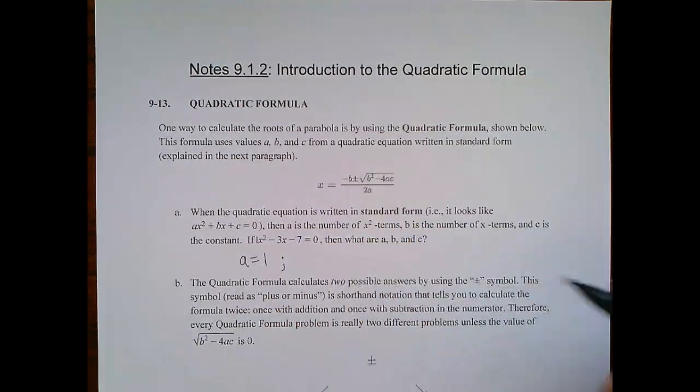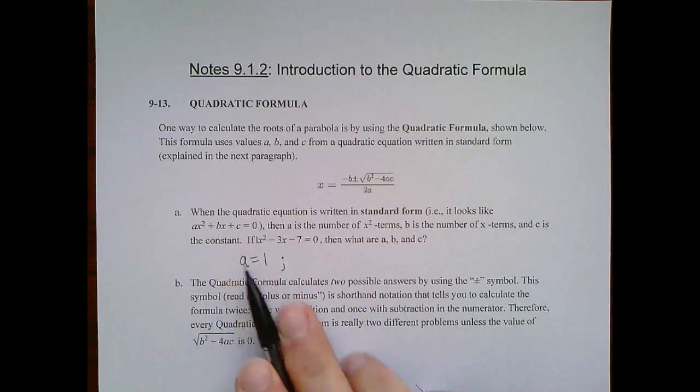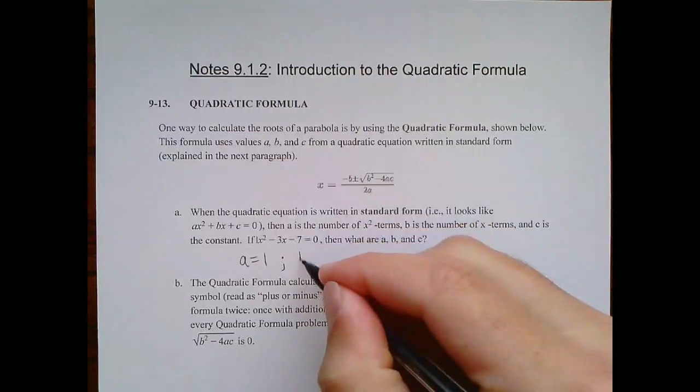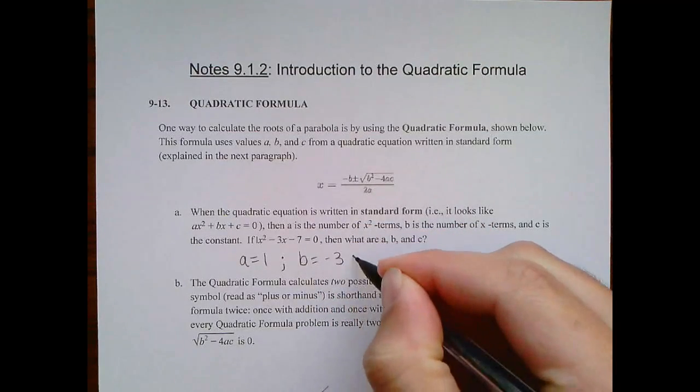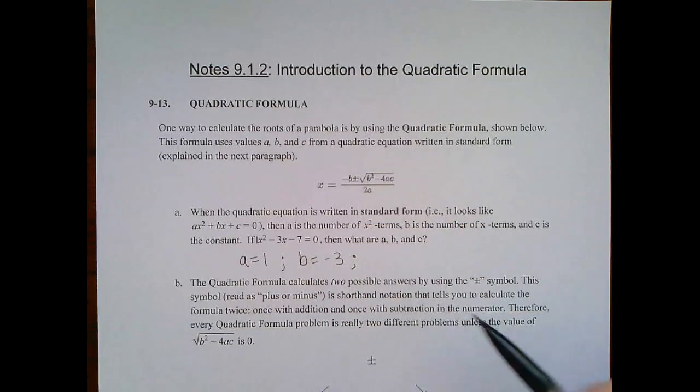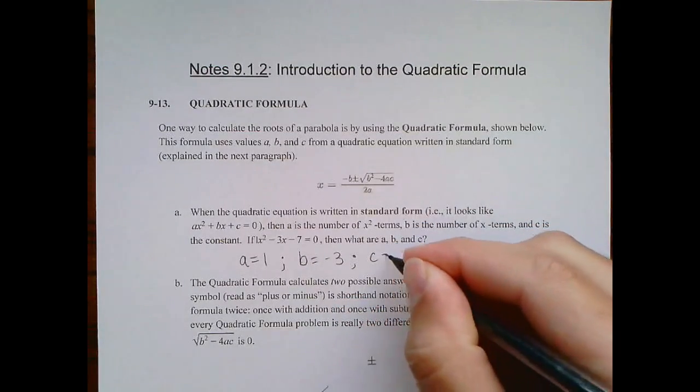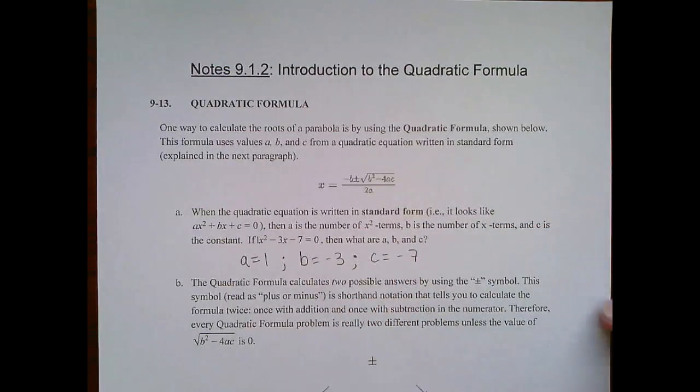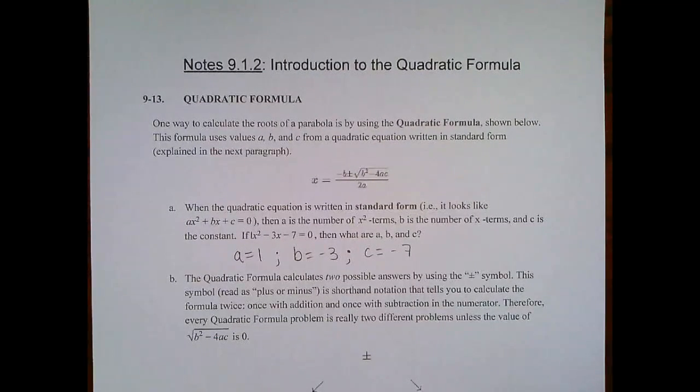What about b? Well, b is in front of the x term. What number is in front of the x term? Negative 3. And then how about c? What's the constant? Well, this is the part, negative 7, that doesn't have any x's on it. So then c would be negative 7. You see, just that easy, guys. Once you know a, b, and c, now I'll show you what you can do with them.